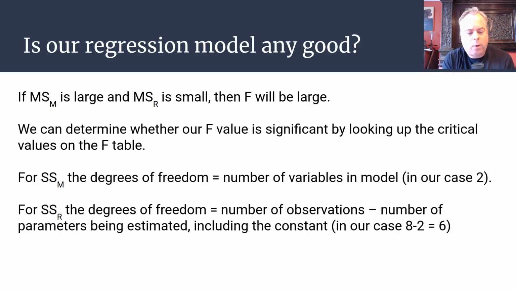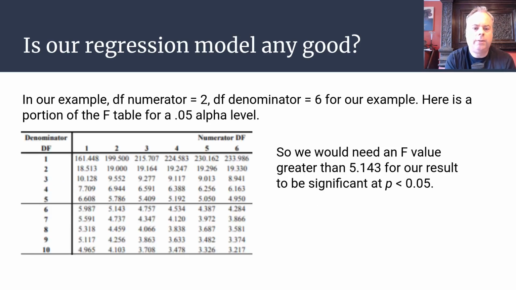For the sums of squares associated with residuals, it's the number of observations minus the number of parameters being estimated in our model, including the constant. Okay, so we're going to be estimating the intercept and the gradient. So that means we've got 8 observations. So that means we've got 8 minus 2, which gives us 6 degrees of freedom.